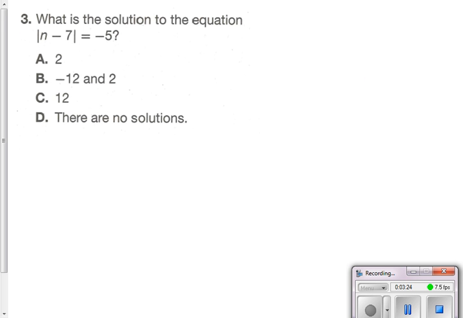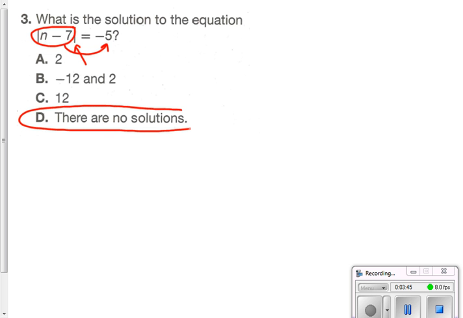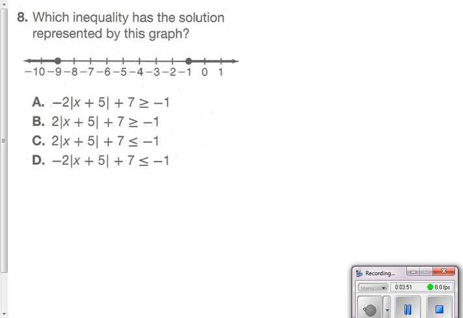Example 3, it's kind of a little special one here. What is the solution to the equation given? Well, the absolute value is isolated. There's nothing happening on that side. When you have the absolute value isolated, we know that you cannot have a negative outcome using absolute value. So D would be our answer then. There are no solutions. You cannot wind up with a negative outcome with absolute value.